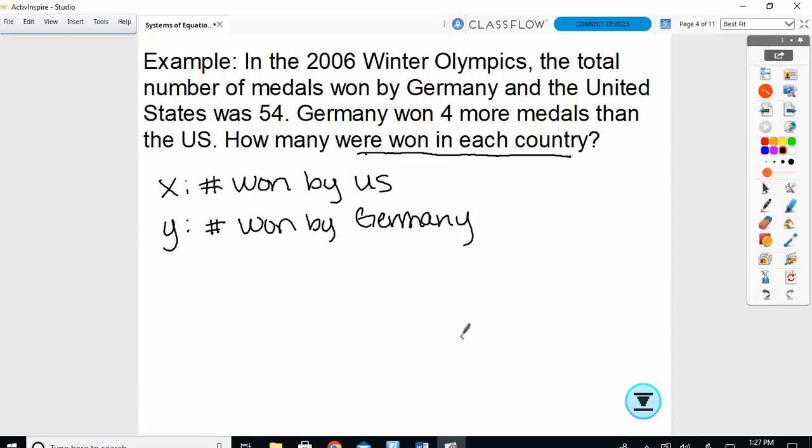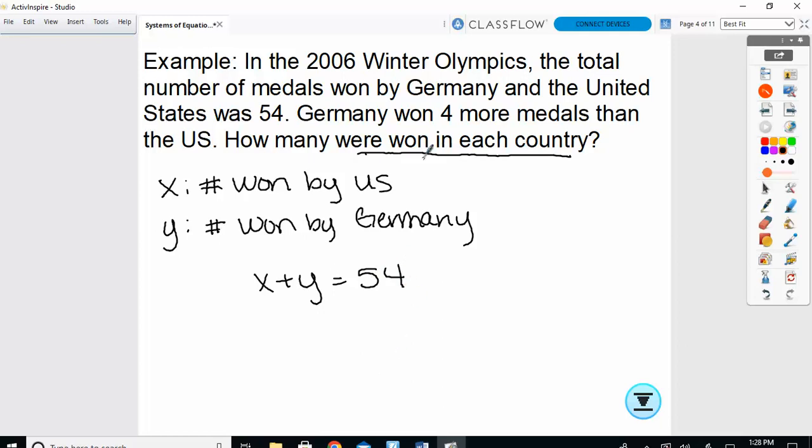All right, now we need equations. If I have 2 variables, how many equations am I going to need? 2. You need the same number of equations as you have variables. So we know the total number won by Germany and the United States was 54. So what would I put? x plus y equals 54.